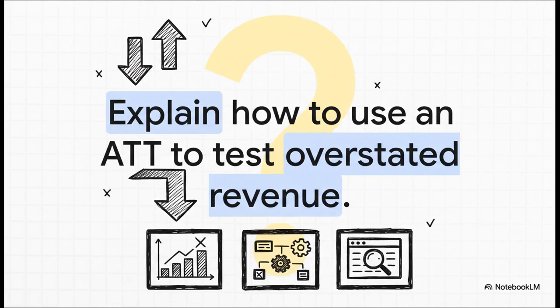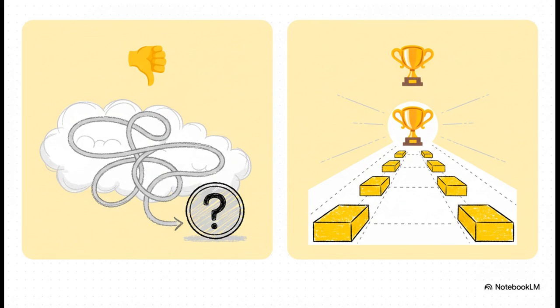Now, notice the task word has changed. It's "explain". This means we have to do more than just list the steps. We need to make our reasoning super clear. We're not just designing the test, we're explaining why it's the right move and how to do it the right way.